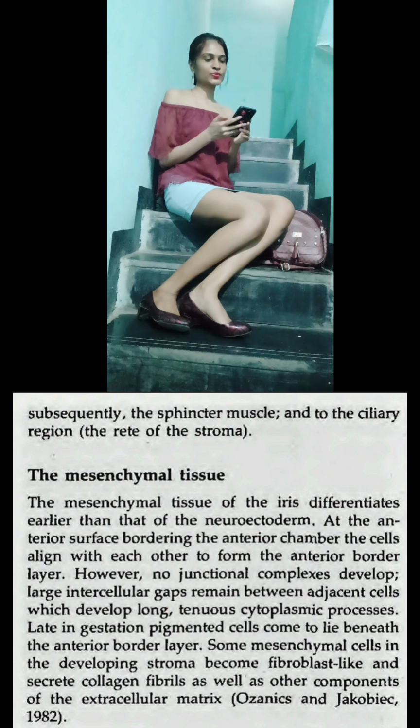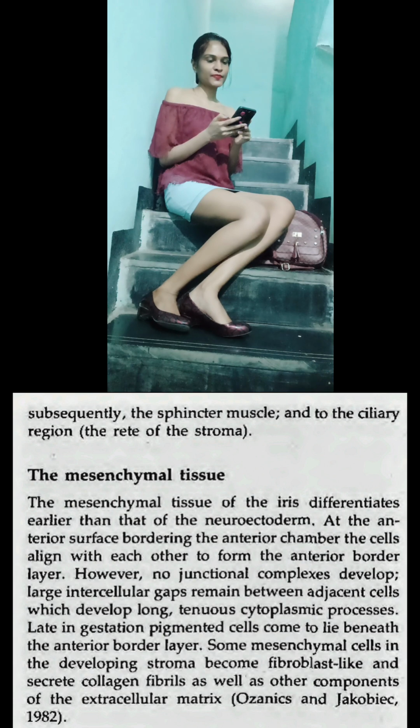The mesenchymal tissue. The mesenchymal tissue of the iris differentiates earlier than that of the neuroectoderm. At the anterior surface bordering the anterior chamber, the cells align with each other to form the anterior border layer. However, no junction complexes develop. Large intercellular gaps remain between adjacent cells, which develop long, tenuous cytoplasmic processes.